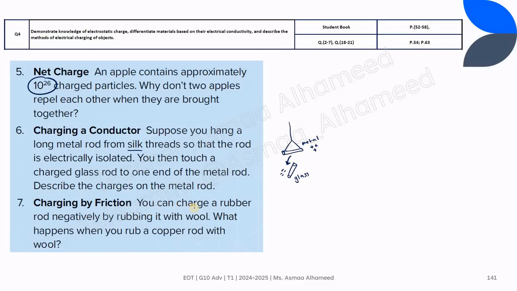Charging by friction. You can charge a rubber rod negatively by rubbing it with wool. What happens when you rub a copper rod with wool? So we said that there are materials that have a tendency to be positive or a tendency to be negative. And as long as it is in contact with my hand, if I am holding it with my hand, then I am constantly discharging the copper rod.